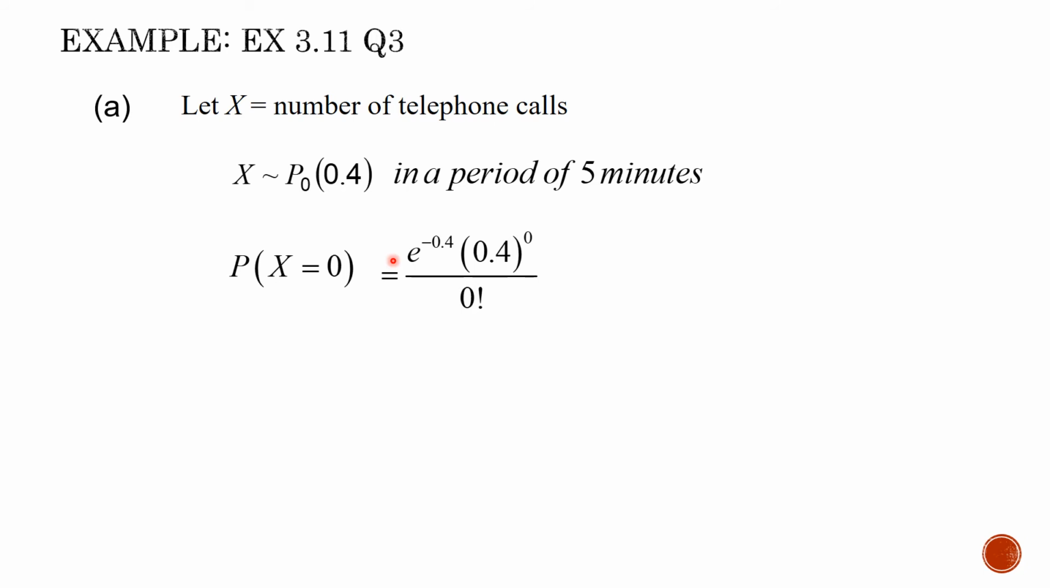Yes, 5 minutes. So you can straight away use lambda 0.4 and then substitute x equals 0 into the formula. So you have 0.6703. Okay, the probability that there will be no calls between 1145 hours and 1150 hours is 0.6703.